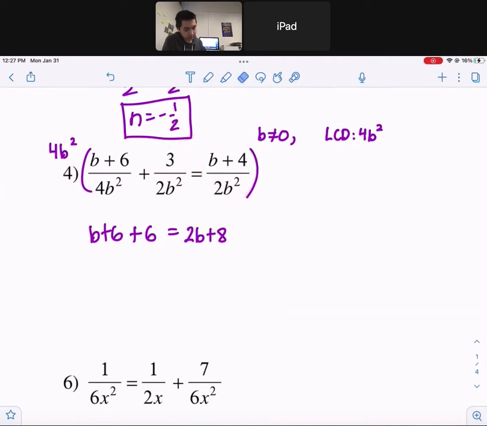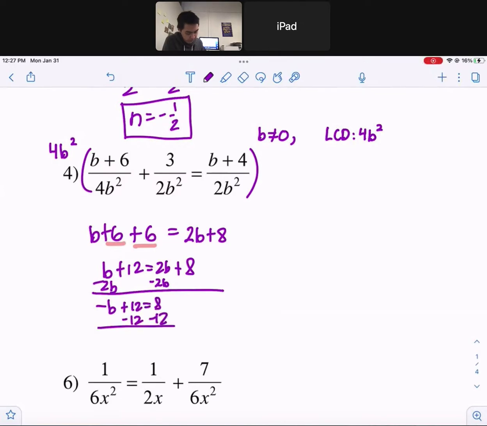And then you just go from here. So combine like terms there for b plus 12. Get constants on one side and variables on the other. So I'm gonna put my variables on the left hand side. So subtract both sides by 2b. And then subtract both sides by 12. Negative b equals negative 4. And then divide both sides by negative 1. And b is gonna equal 4.